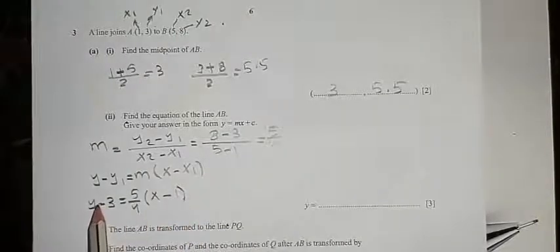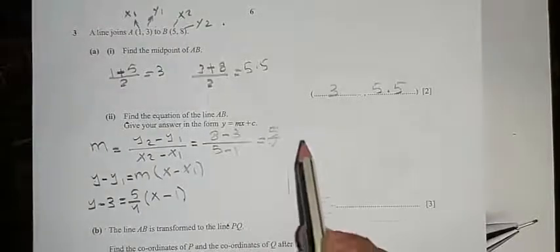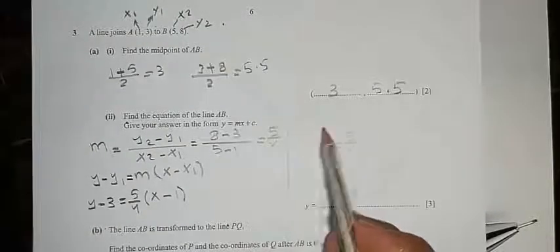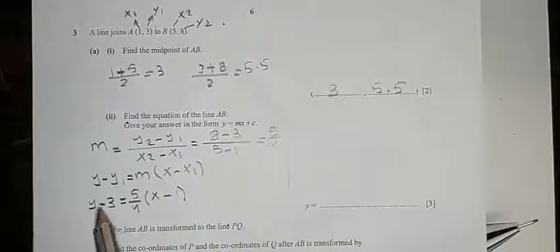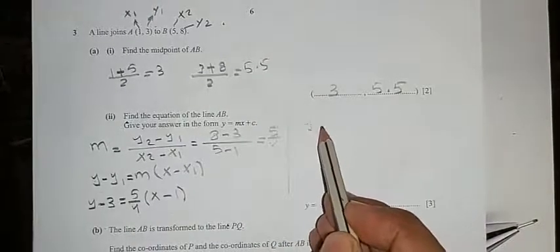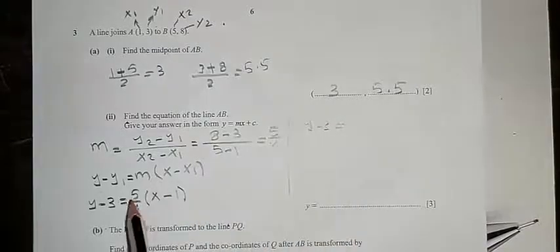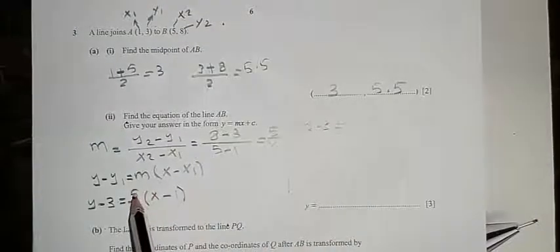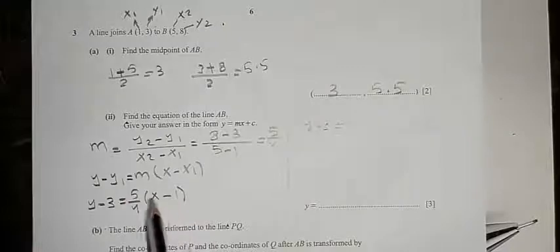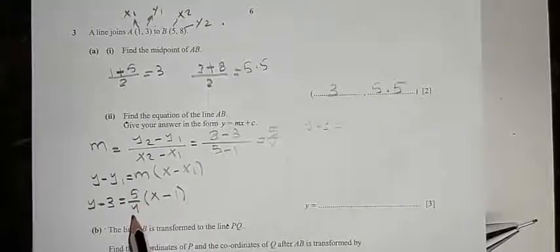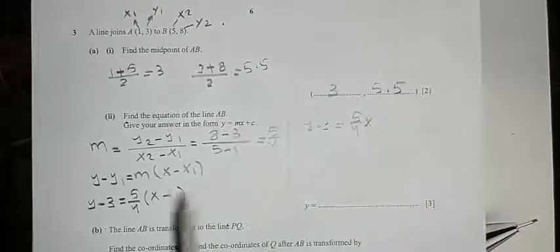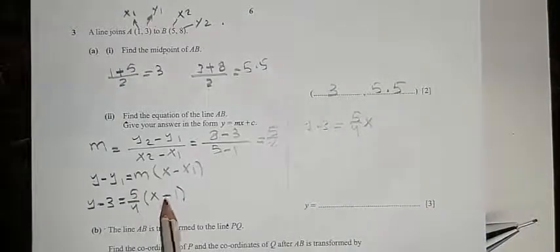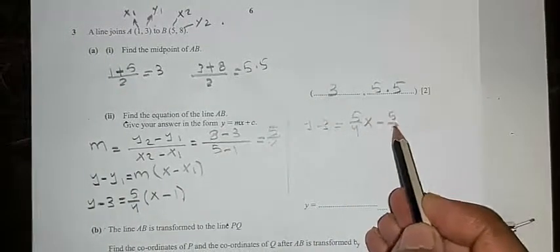Try to simplify this here. You can complete your work here. Y minus 3 equals, distribute this 5 quarters between x and minus 1. 5 over 4 times x is 5 over 4x, and 5 over 4 times minus 1 is minus 5 over 4.